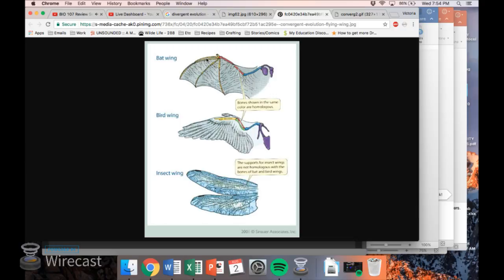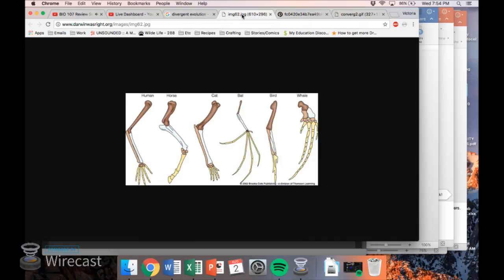Even though it's been modified, right? In the cat, it's a little bit thicker. In the horse, it's very short. In the bat, it's very thin. In the whale, it's incredibly small, right? So this bone has been modified. If I gave you the basic parts, and I said, hey, make something that's really good at grabbing, you'd probably arrange the bones in this fashion.